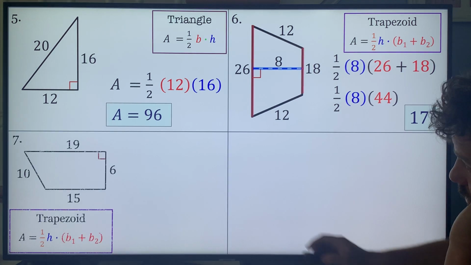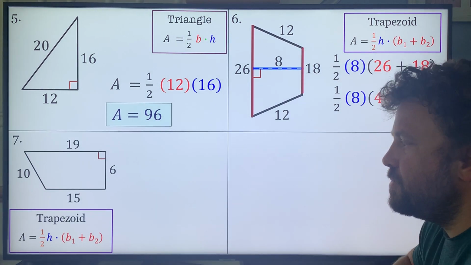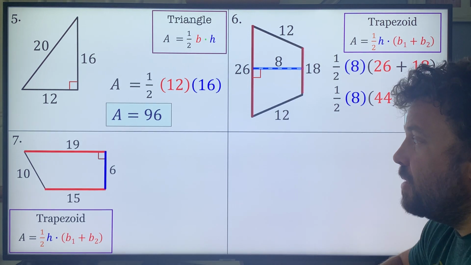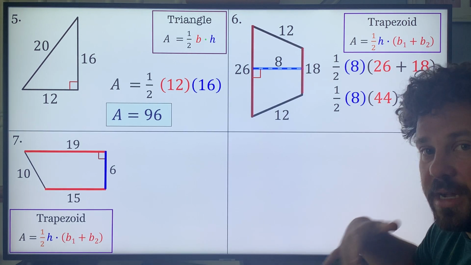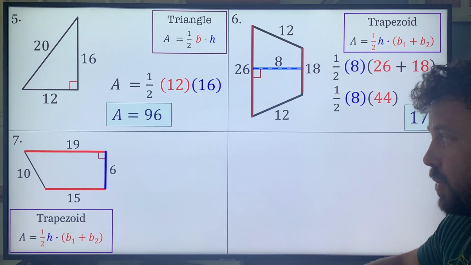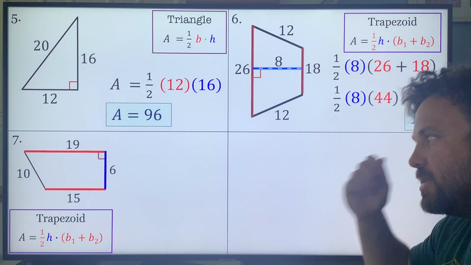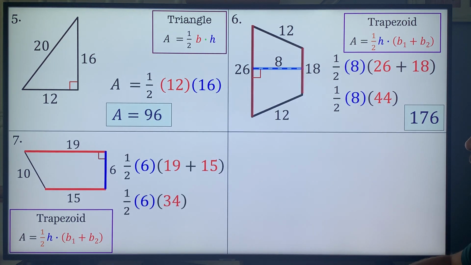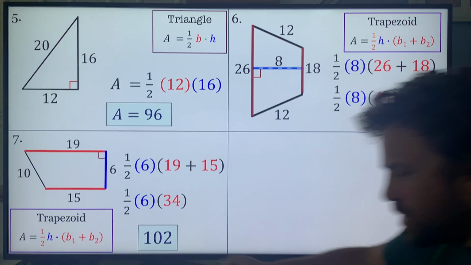Problem number 7. You got another trapezoid. Distinguish the base, distinguish the height. The bases are the two parallel sides. The height makes the right angle, so it's always the shorter distance between the bases. So 1/2 of 6 times 19 plus 15. Half of 6 times 34, which is 102. See, nice and easy, right? Let's go to the other side.